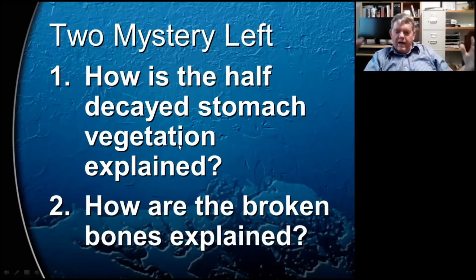So we can account for all but two mysteries. But I think it can even account for the two that are still left. How is the half-decayed stomach vegetation explained? And how are the broken bones explained?